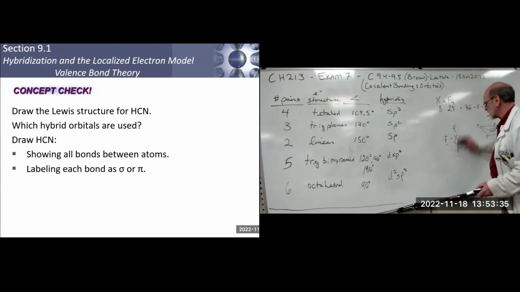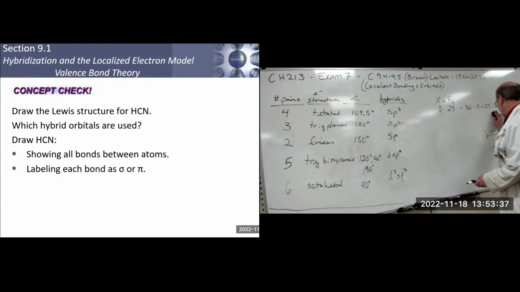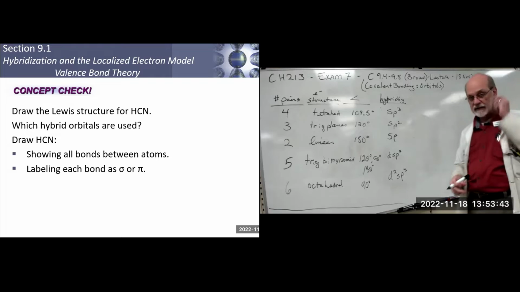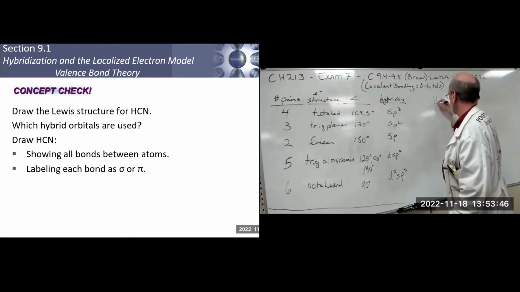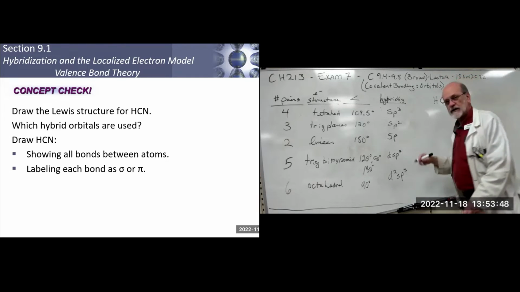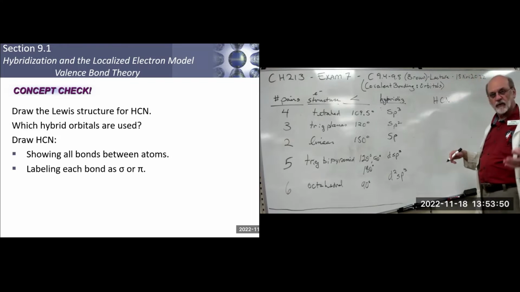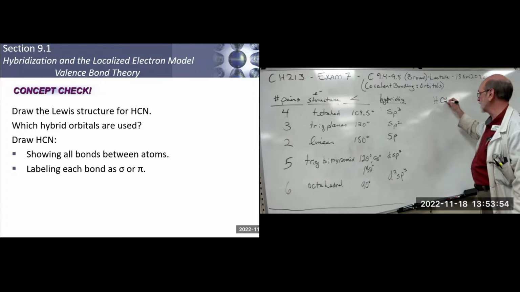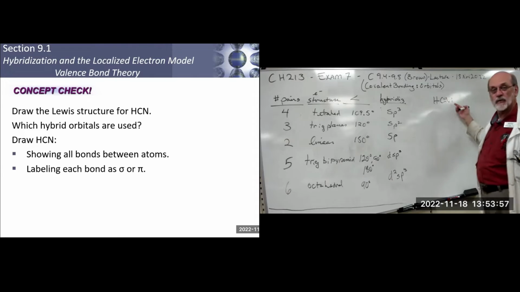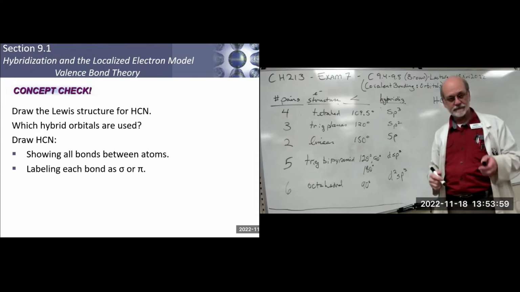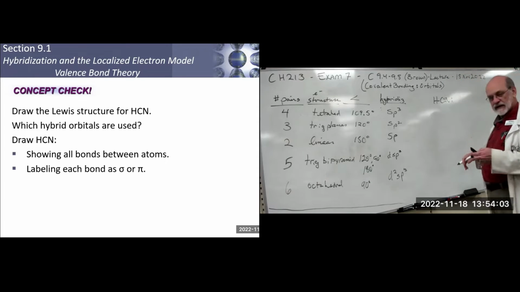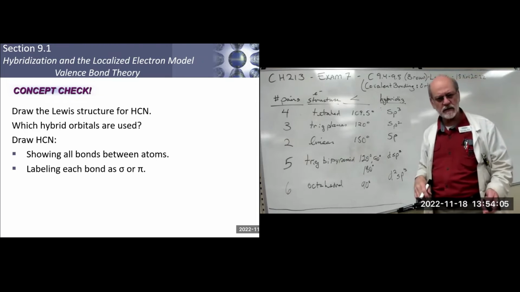So let's see if we can make sense of this molecule. Hydrogen cyanide. We've done the Lewis dot structure for this one before, and it's just like that, right? It's got a triple bond here, single bond there, and a lone pair on the nitrogen. So, how many, let's see, I think I've got an animation for this one.